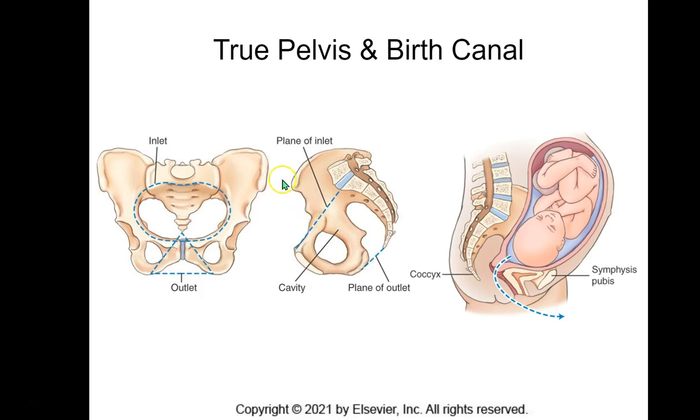Above the brim is the false or greater pelvis. Below the brim is the true or lesser pelvis. Okay, just to recap. You may hear the term pelvic ring.